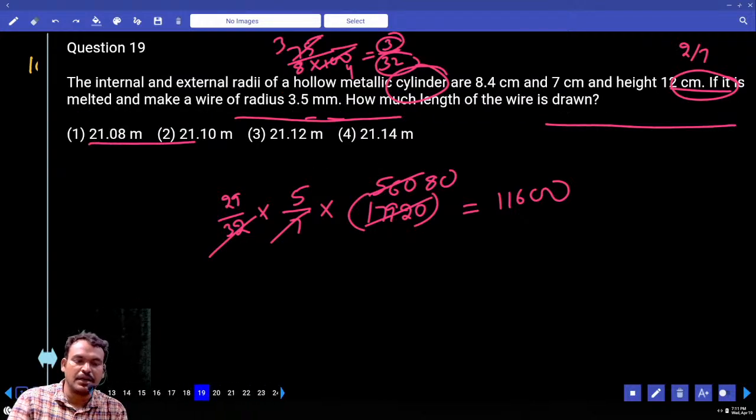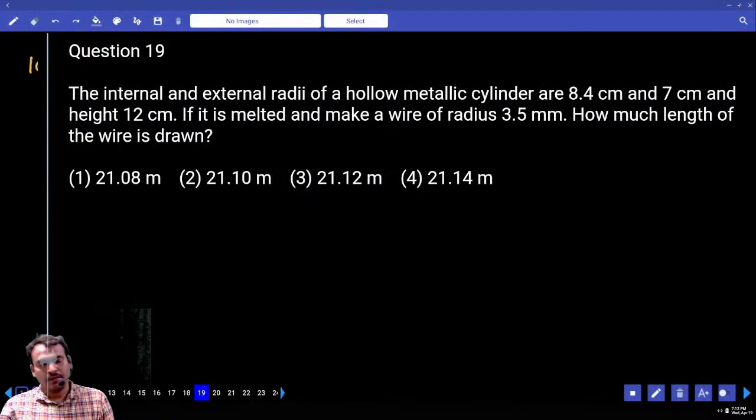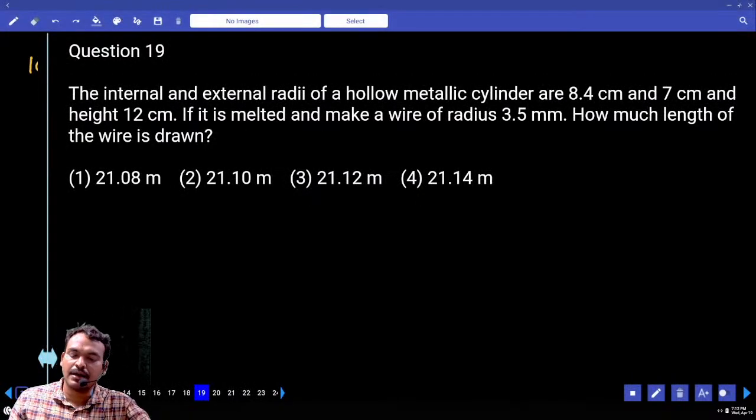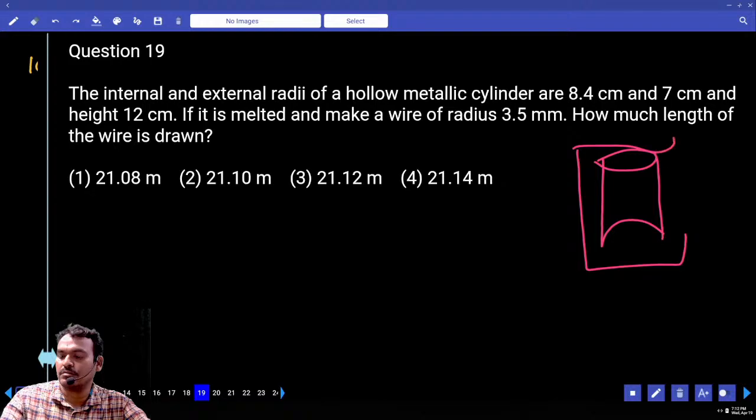Next question number 19. The internal and external radius of a hollow metallic cylinder are 8.4 centimeters and 7 centimeters, and height is given how much? 12 centimeters. If it's melted and made into a wire of radius 3.5 mm, how much length of the wire is made? First of all, internal and external radius of a hollow metallic cylinder. Okay. One is inner diameter, another one outer diameter.